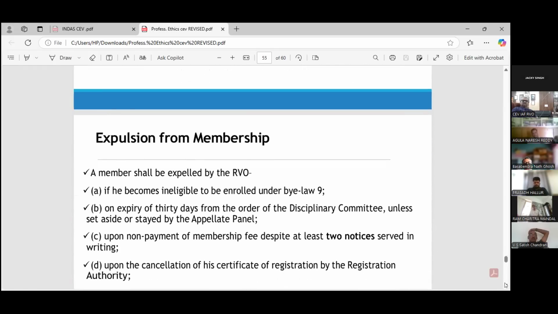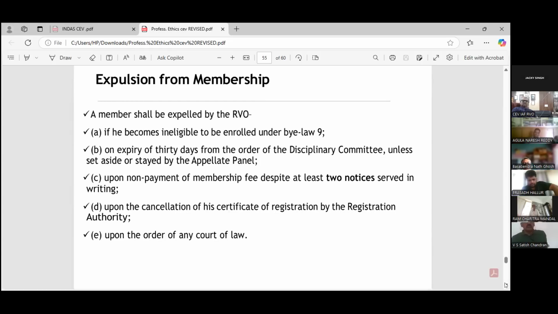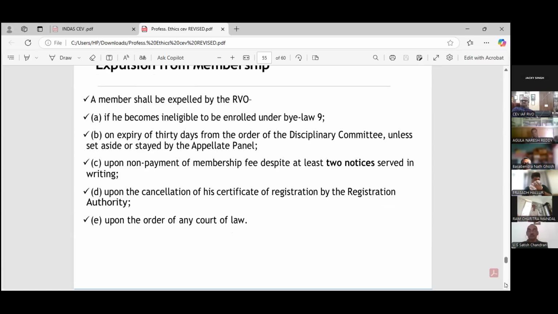And expulsion from membership. A member shall be expelled by RVO if he becomes ineligible to be enrolled under bylaw 9, on the expiry of 13 days from the order of the disciplinary committee, unless set aside or stayed by the appellate panel, or upon non-payment of membership fee. This is very, very important. For example, if you have not paid the membership fee and they have served the notice, then also you have not paid, then the membership will be expelled. Also upon the cancellation of a certificate of registration by the registration authority or upon the order of the court of law.